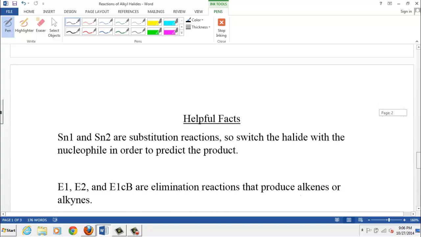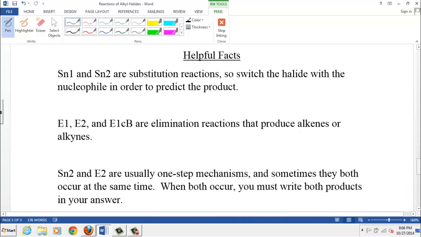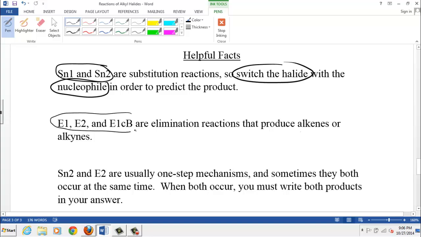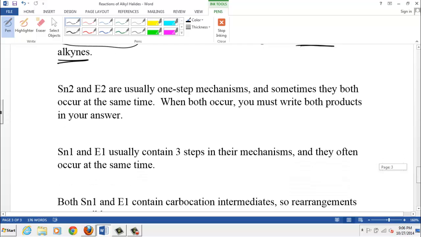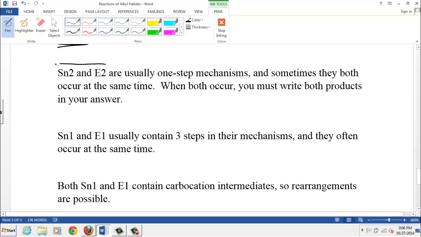And so finally, I just got some helpful facts we want to keep in mind. Some are more helpful than others. The first one's really good for the substitution reactions. Just find the nucleophile and trade places with the halide, and then you got the product. Secondly, if you have any of the elimination mechanisms, well, you got alkenes or alkynes as the products. And then when we have to write out the mechanisms, it's good to know that the ones with the 2s, SN2, E2, they usually only have a single step in the mechanism.